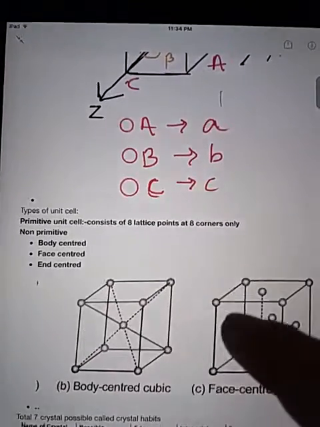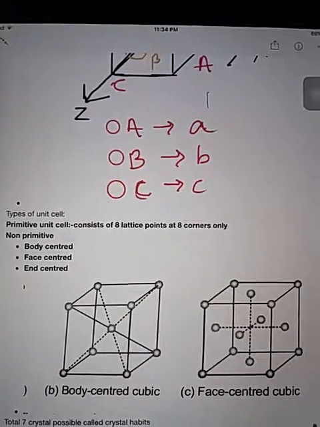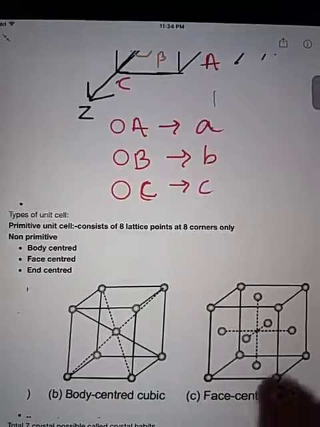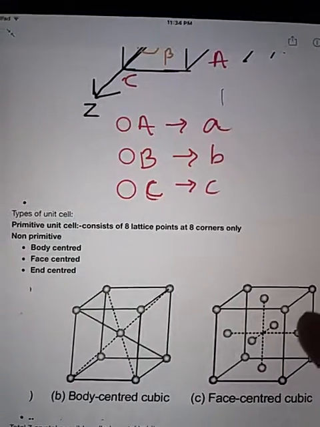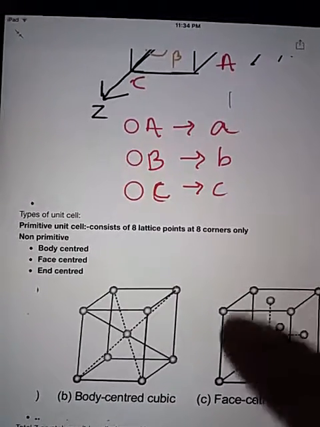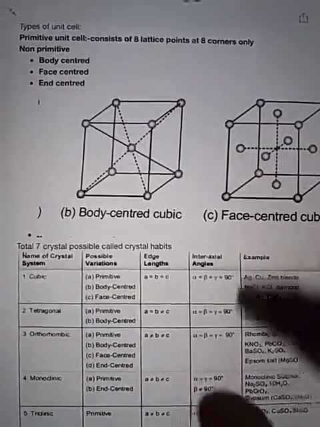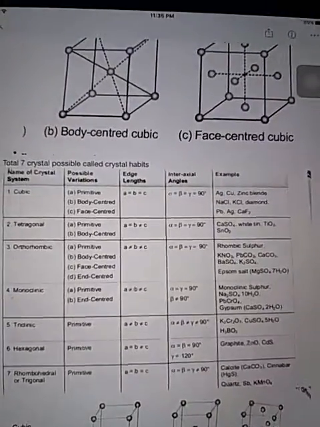And end centered, 3 things present at the 3 means I want to say that 8 corners. The atoms will be present at 8 corners. In middle there will be 3. There will be 3, not 1. In face centered only at the face, but end centered also at the edges. 6 edges. So total 7 crystal systems possible. Basing on arrangement, 7 crystal systems possible.